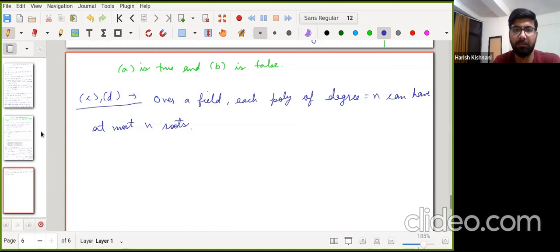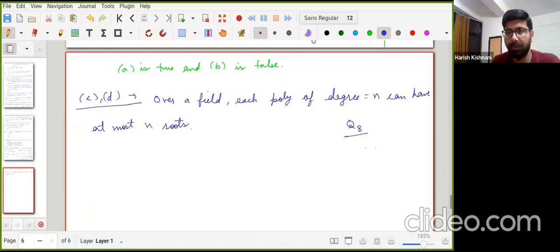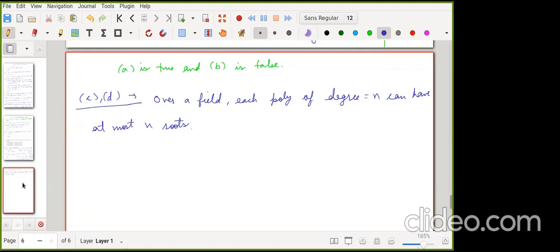Like, if you take the quaternion group Q8, the polynomial x^4 = 1 has 8 roots. Everything satisfies this, but Q8 is not a field. When you are in a field, each polynomial of degree n has at most n roots inside the field. And in a good splitting field, you have all n roots. So it can have at most n roots.